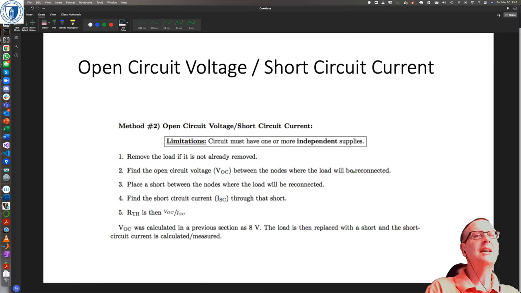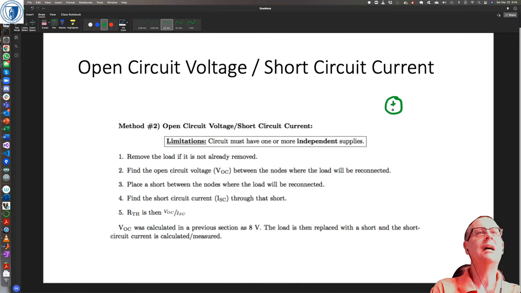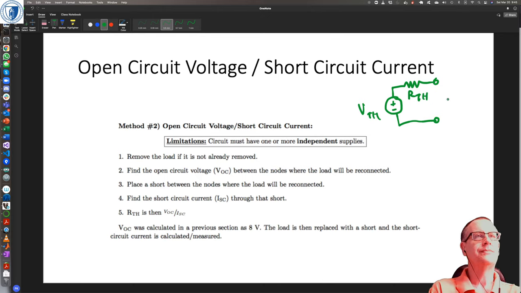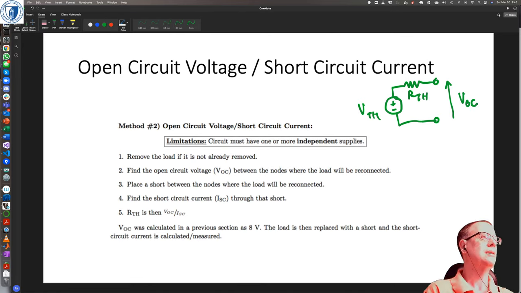Now, the interesting thing about this approach is that, well, let's think about it, right? If I have a Thevenin equivalent, that's VTH and that's RTH, and I've removed the load. So the voltage I'm measuring here is the open circuit voltage. What is the open circuit voltage?